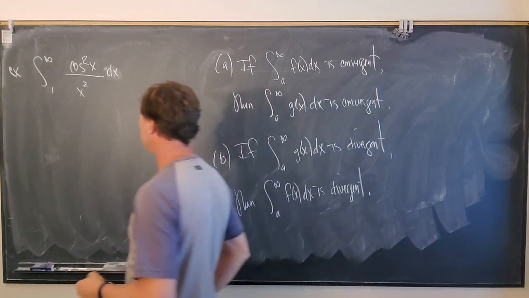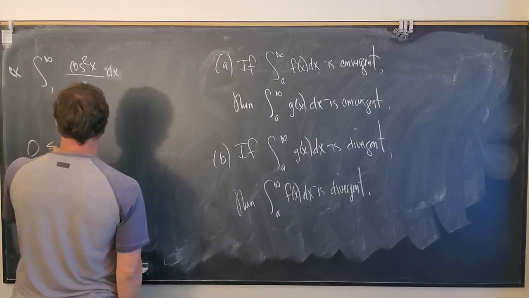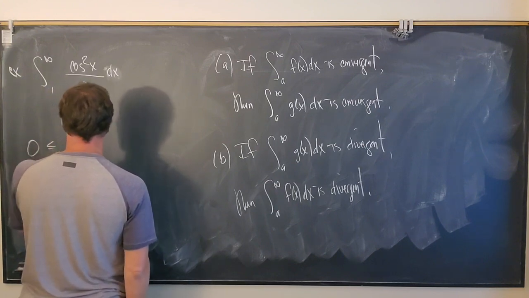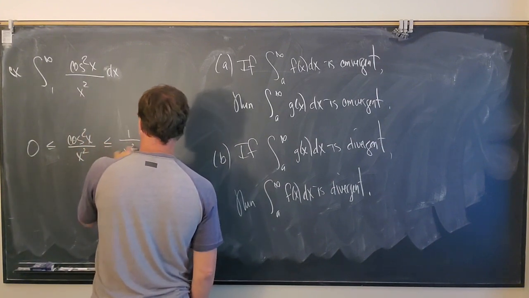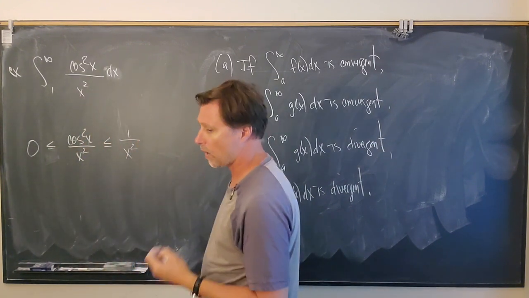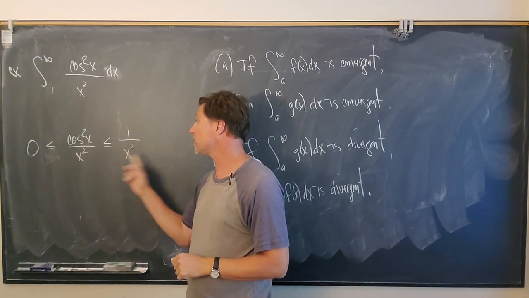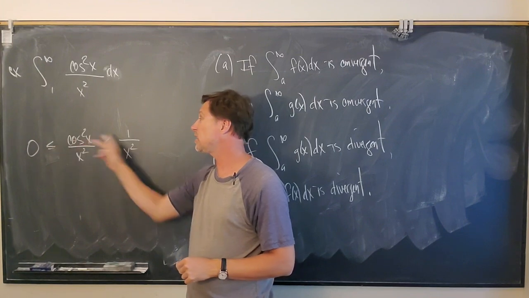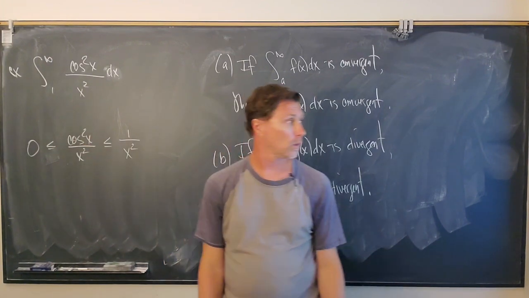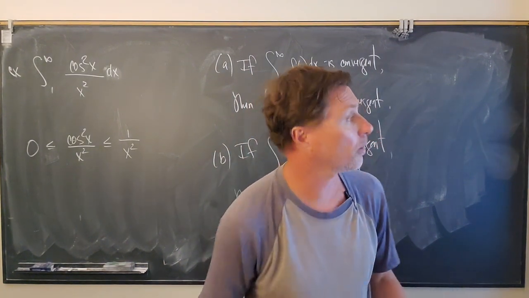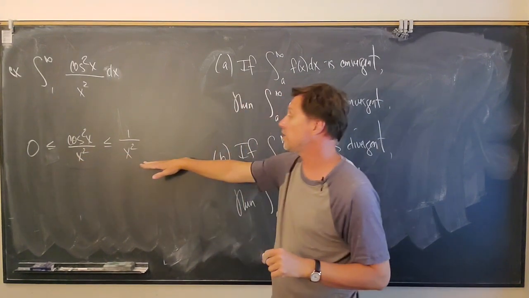So here's what I want to do. I want to notice that if we look at cosine squared x over x squared, that is less than or equal to 1 over x squared. Why is that? Well, we know that cosine stays between plus and minus 1, which means that cosine squared is between 0 and 1. So this inequality is true.